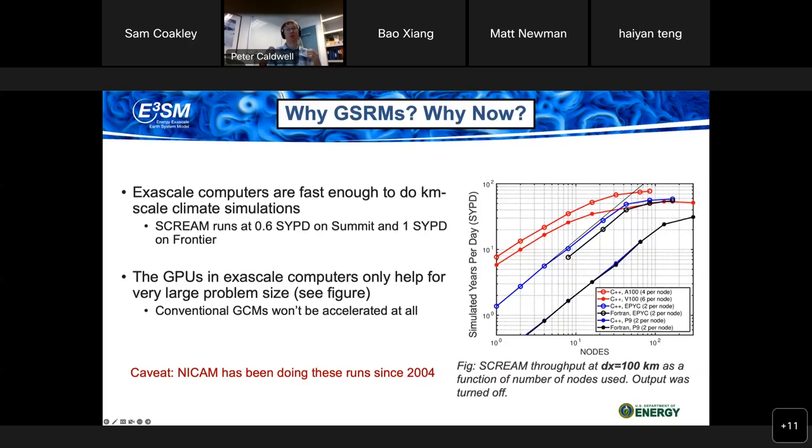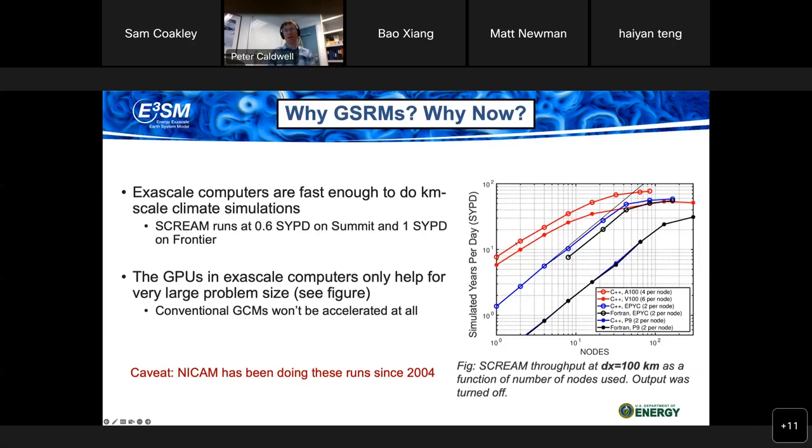And so on the GPUs, the slope is not as steep, or in other words, as you go to higher and higher node count, you don't get as much advantage. What's happening here is that GPUs provide a lot of parallelism within each node, so they need a lot of work on each node in order to be effective. A conventional GCM doesn't have enough columns to parallelize over, and so we typically are running on this right-hand side of the graph where you don't really get any benefit from the blue line versus the red line. GPUs don't help you just because there's not enough work to parallelize over.